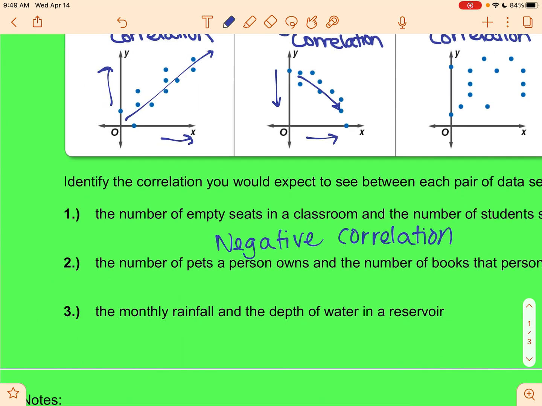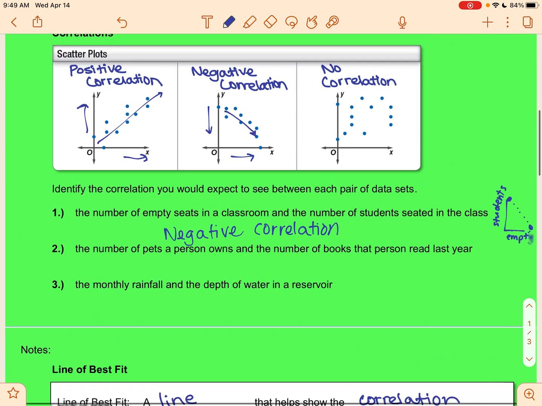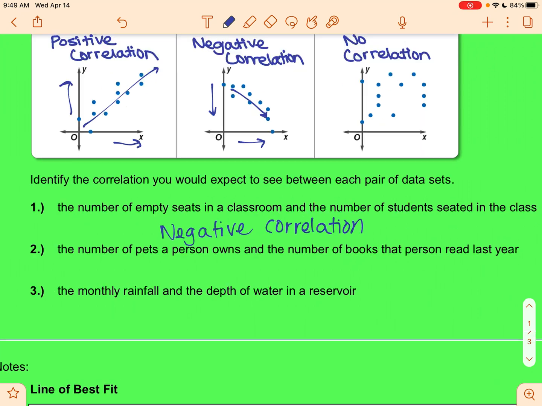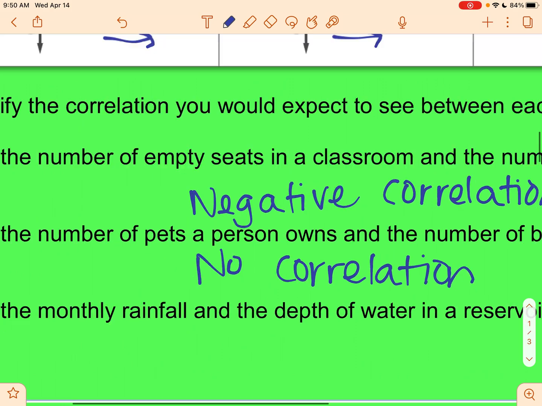Alright, moving on to the second one: the number of pets a person owns and the number of books a person read last year. If we think about these two things, does that have any correlation? Could we predict, oh, if this person has 5 pets, they're going to read 25 books in a year? No, those two don't really go hand in hand. So this is no correlation. It totally depends on the person and how much they read and how many pets they have.